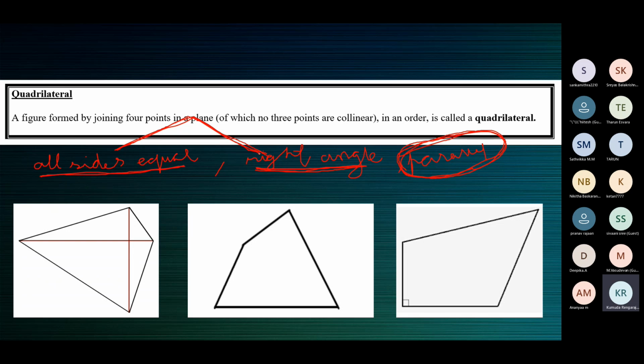A parallelogram is a quadrilateral in which both pairs of opposite sides are parallel. A parallelogram in which all sides are equal is a rhombus. A parallelogram in which one angle is a right angle is a rectangle. A parallelogram in which all sides are equal and one angle is a right angle is a square.